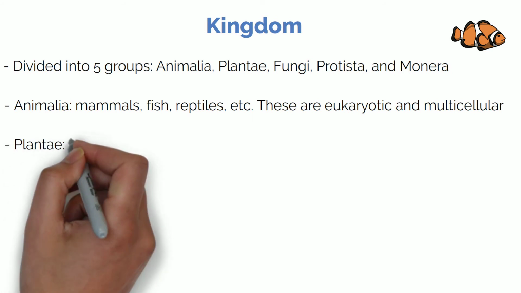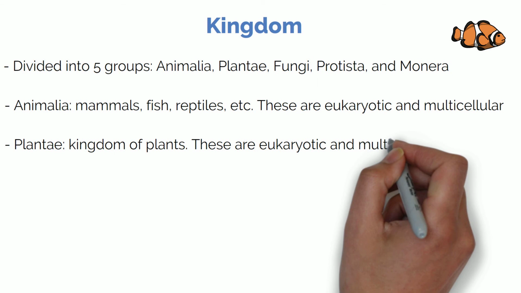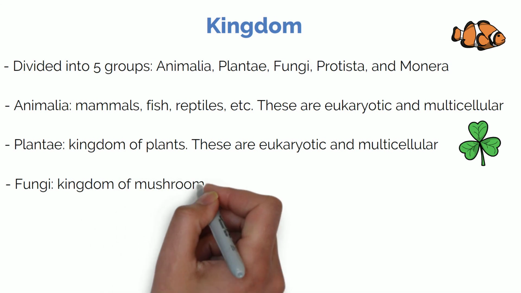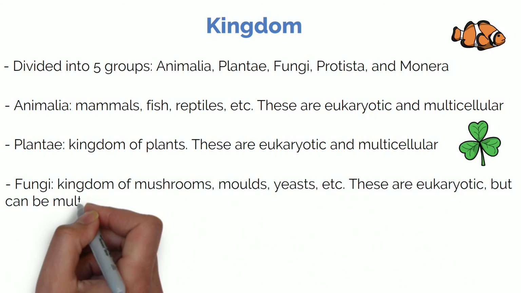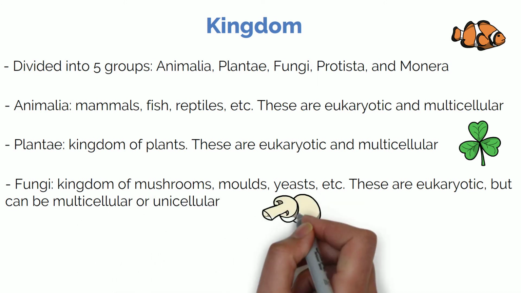Plantae, as you can imagine, is the kingdom of plants. All the species in this kingdom are also multicellular and eukaryotic. Fungi is the kingdom of mushrooms, molds, yeasts, and more. These organisms are eukaryotic, but can either be multicellular or unicellular.